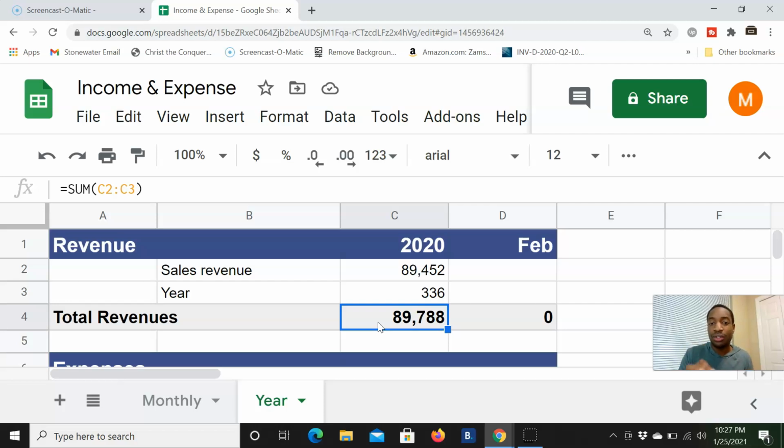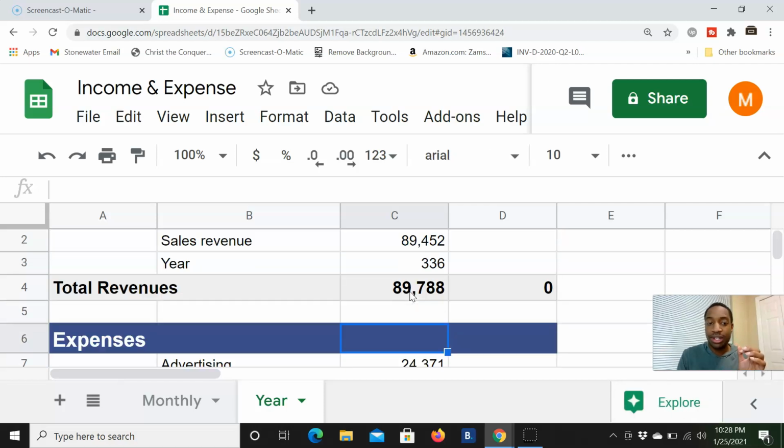But my revenue for 2020 is $89,788. Most of it is assignment fees, and this was a refund for something. I don't exactly know for what, but that was part of it. So my revenue is that much. Now let's go to the expenses.